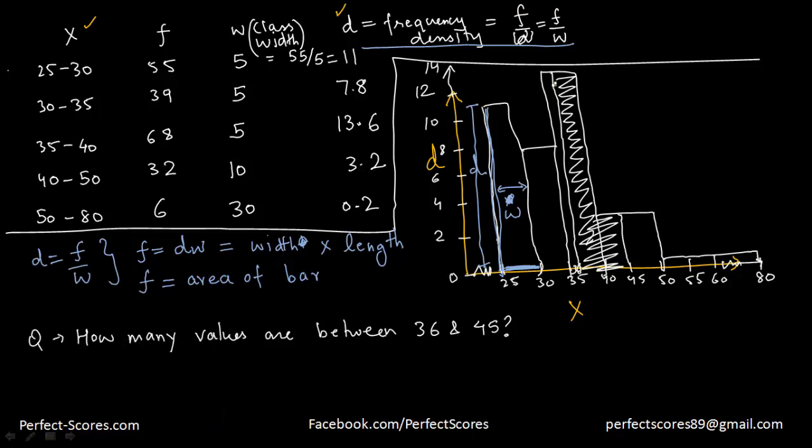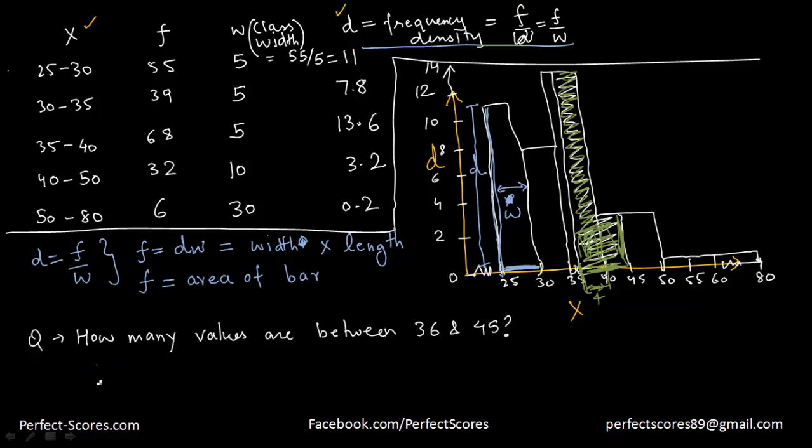If we have to find the frequency of 36 till 45, we will need the area between 36 and 45. We know that this distance is equal to 4, because this is 35, this is 36, this is 40, so this distance is 4, and the length is 13.6 over here, right?